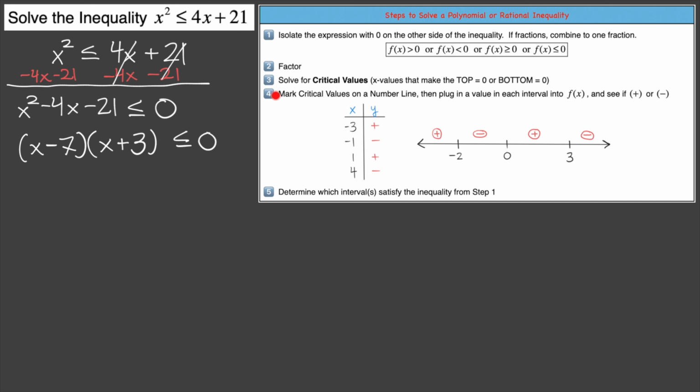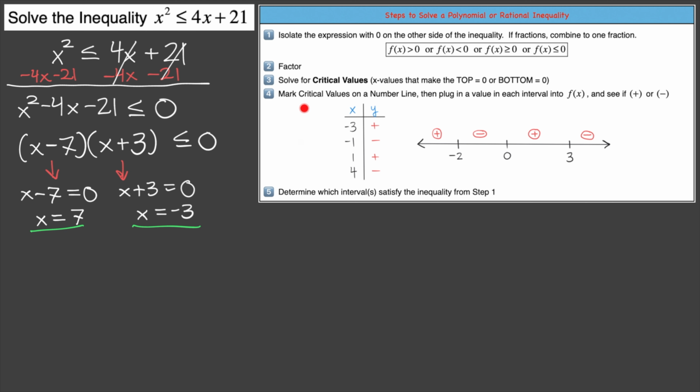All right, so now, step 3, we want to solve for the critical values. And those are the x values that make the top 0 or the bottom 0. Now, in this case, there's only a top, so we only have to worry about setting each of these equal to 0 and solving for x. So let's go ahead and do that. So we'll have x minus 7 equals 0, and x plus 3 equals 0. We add the 7 to both sides, we get x equals 7. We subtract the 3 from both sides, and we get x equals negative 3. So our critical values are x equals 7 and x equals negative 3.